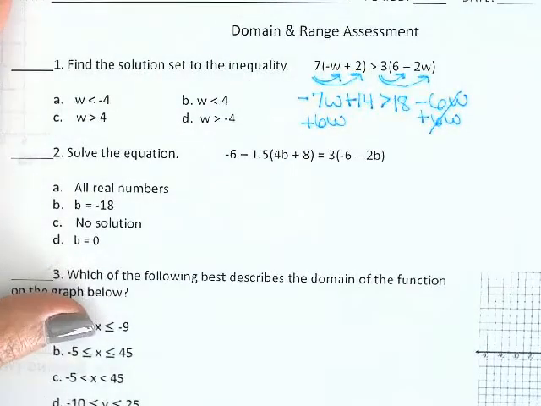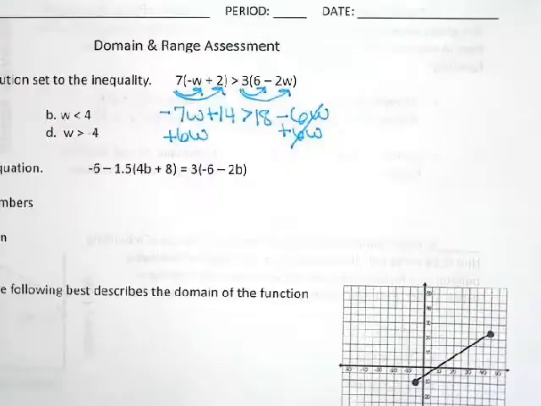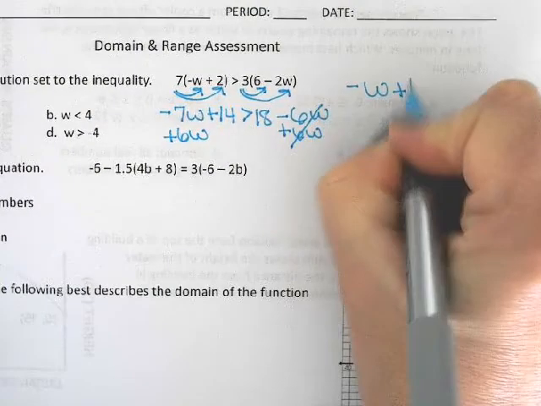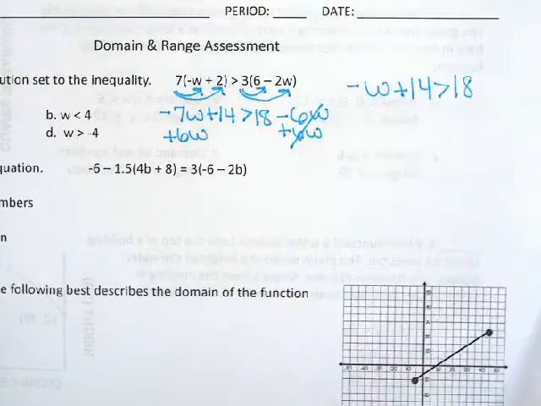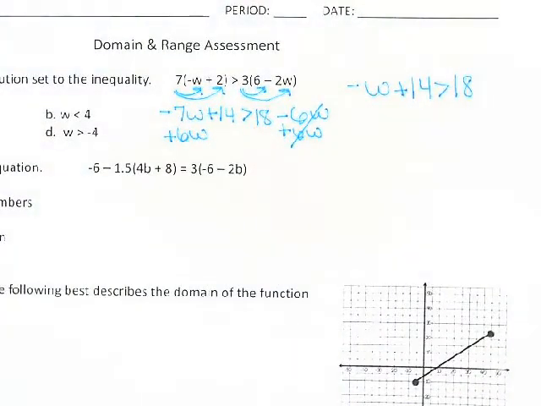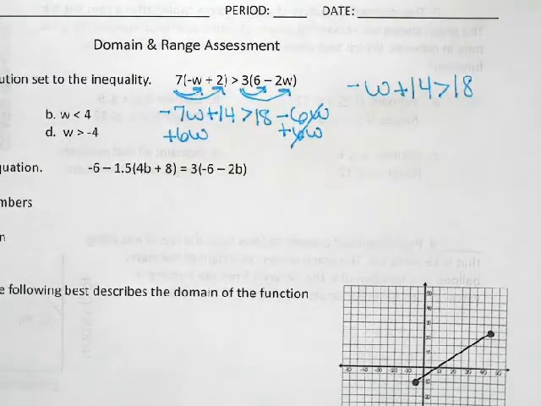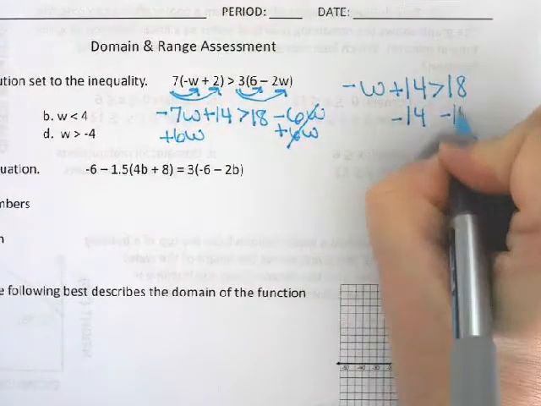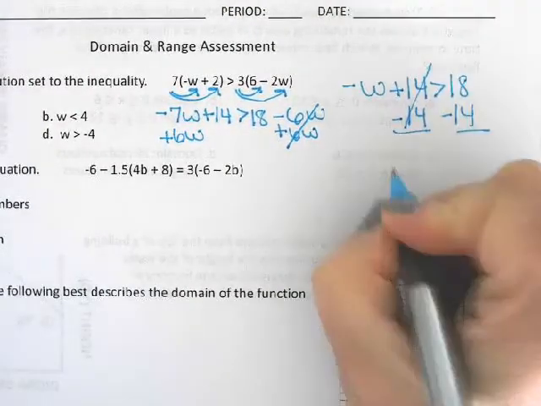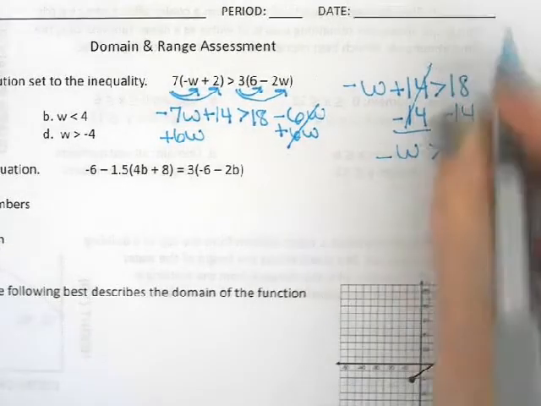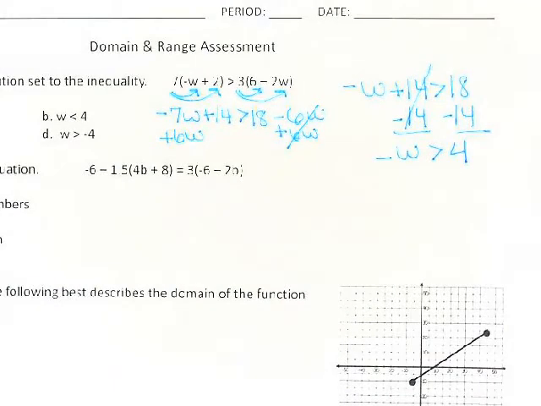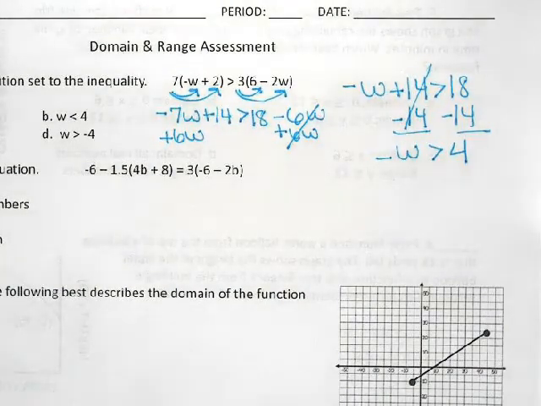Cancels out. I'm going to write this to the side because I'm running out of room over here. So this gives me negative w plus 14 is greater than 18. My next step is to put all of my constants, which are just my numbers, on the right. So I'm going to subtract 14 on both sides. So negative w is greater than 4. I cannot have a negative variable in my final answer. I want to get rid of it, so that means I divide both sides by negative 1.